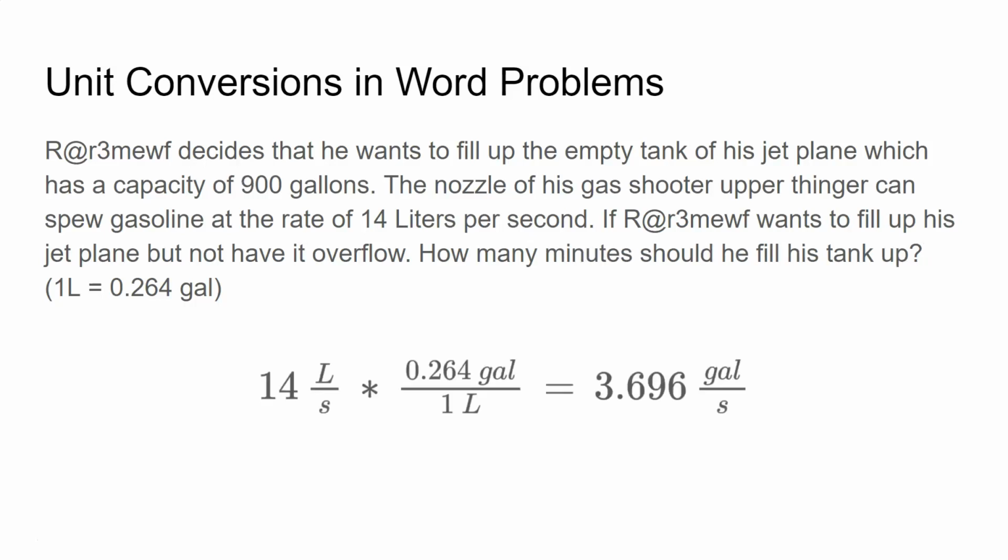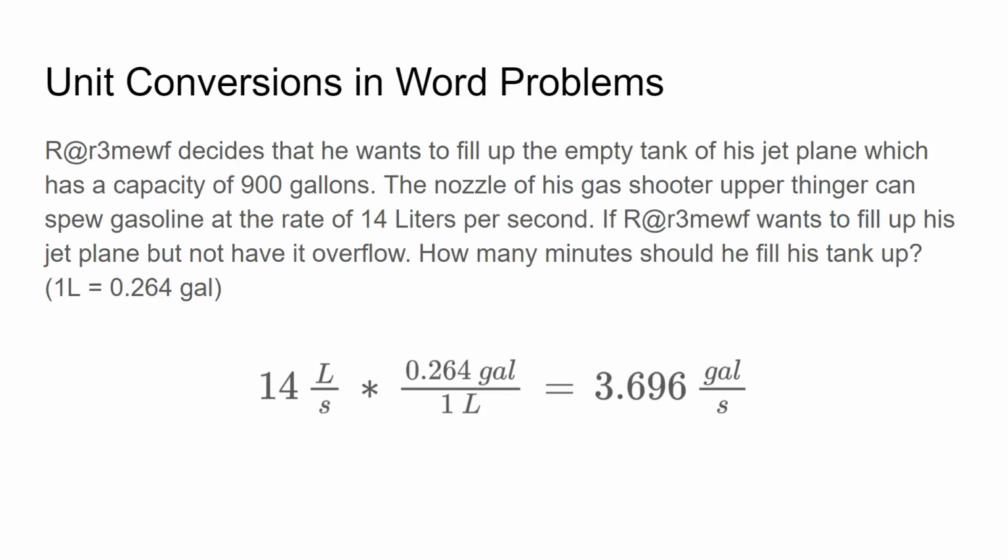All right? So, Mr. Cho would start with the rate. So, 14 liters per second. We need to convert that to gallons because the capacity of his jet plane is in gallons. So, we use 14 liters per second and multiply it by the unit multiplier the hint gave us. We put gallons on top because that is what we want to obtain, and we cross cancel the liters and multiply to obtain 3.696 gallons per second. So that's our new rate. That's also a rate. Notice the per, all right?